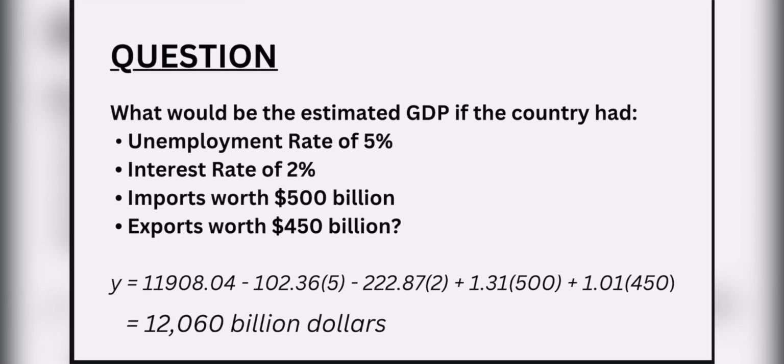From the result, it is clear that despite the negative effects of higher unemployment and interest rates, the positive impact of higher imports and exports leads to a projected GDP of $12,060 billion under these conditions. So that's all about multiple regression analysis. Thank you for listening.